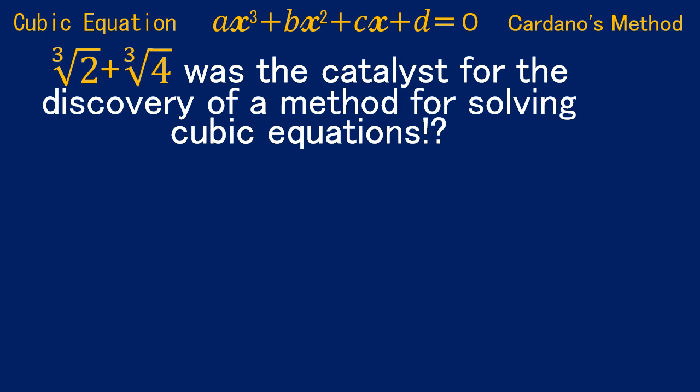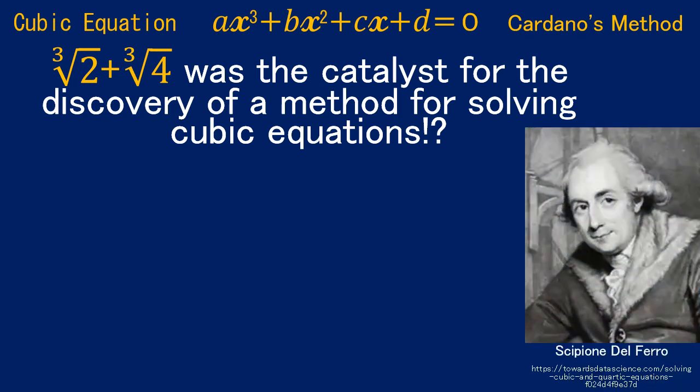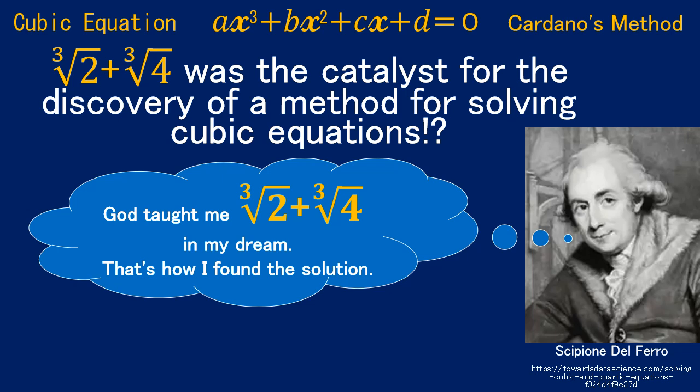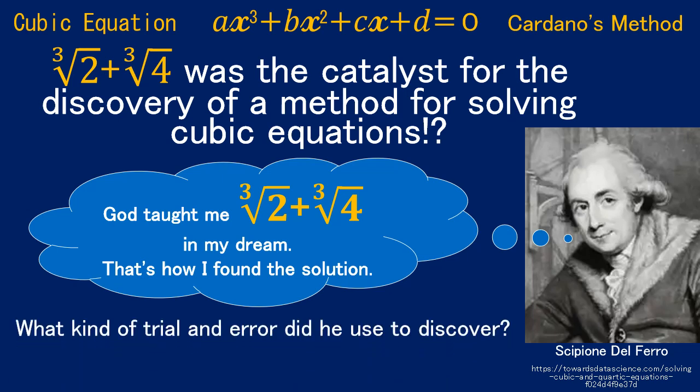The cube root of 2 plus the cube root of 4 was the catalyst for the discovery of a method for solving cubic equations. "God taught me the cube root of 2 plus the cube root of 4 in my dream. That's how I found the solution." What kind of trial and error did he use to discover it? The following is my guess.